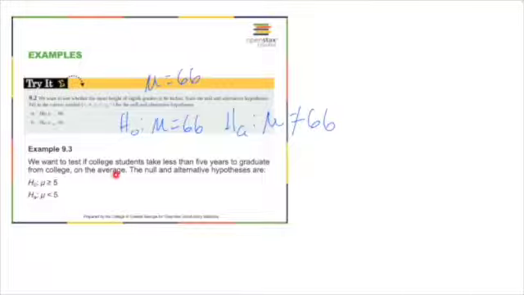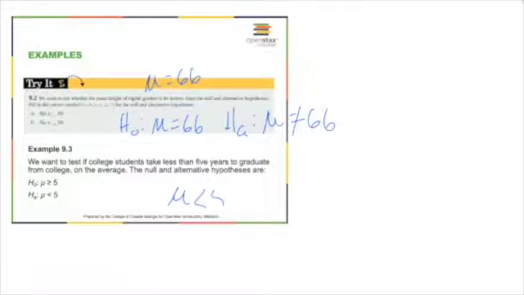All right, we want to test if college students take less than 5 years to graduate from college on average. So you want to see if the mean is less than 5 years. Since it does not have an equal to, that's our alternative hypothesis. Contradictory to that would be the opposite. So the mean is greater than or equal to 5 years. The textbook likes to just put equals 5 here for the null. That's still contradictory to the alternative.